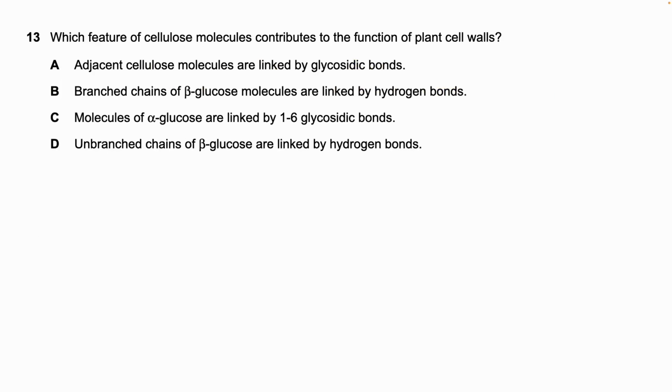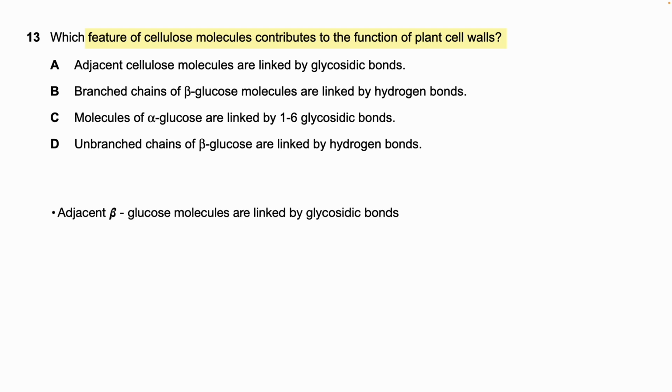Question 13. Which feature of cellulose molecules contributes to the function of plant cell walls? So they are asking for the feature of the cellulose molecule that contributes to the function of the plant cell wall. Adjacent cellulose molecules linked by glycosidic bond. Adjacent beta glucose. Cellulose doesn't have a cellulose molecule itself, it is made of beta glucose. So beta glucose are the only monomers which are linked together by glycosidic bonds.